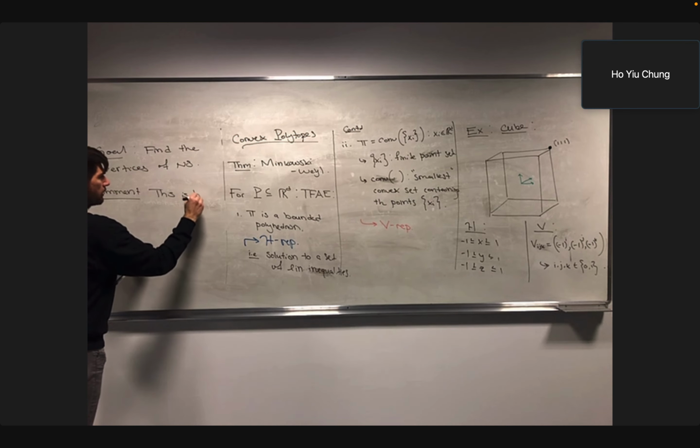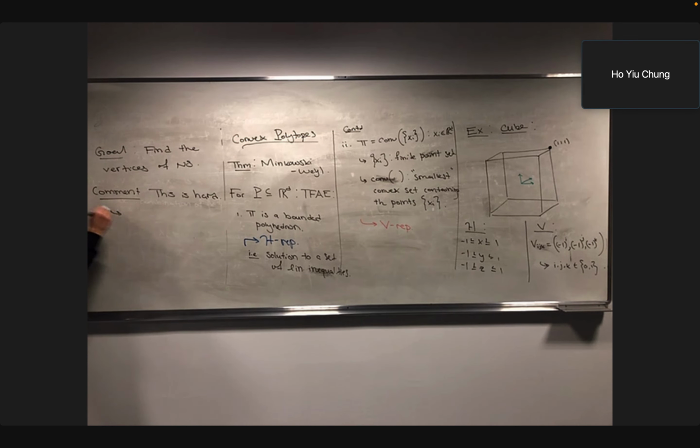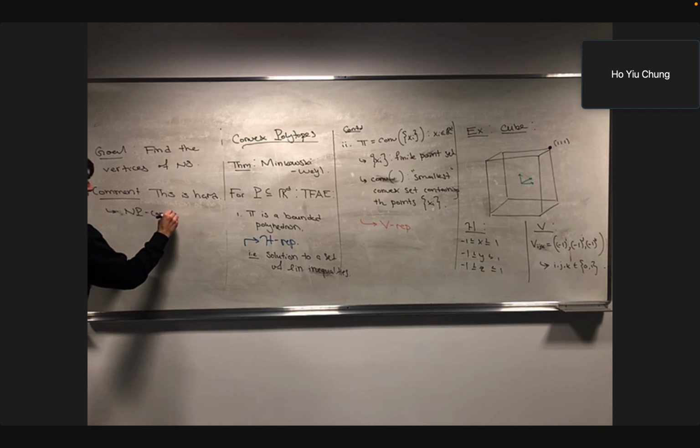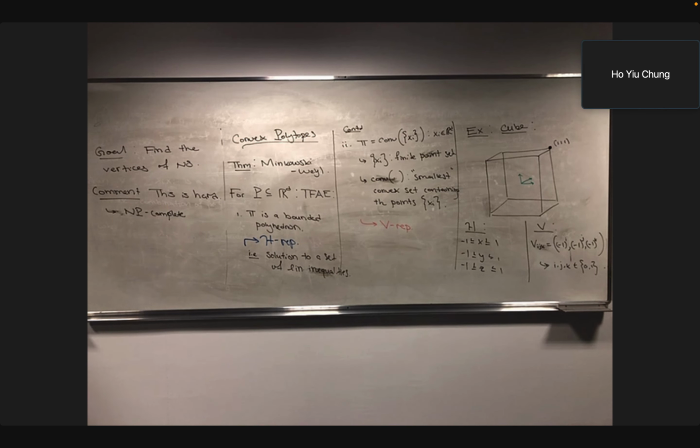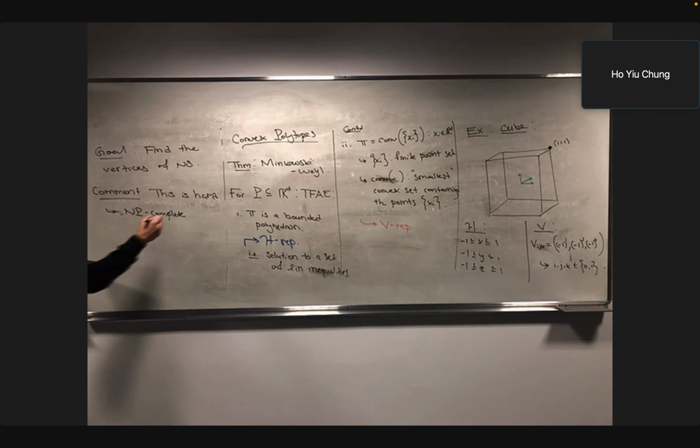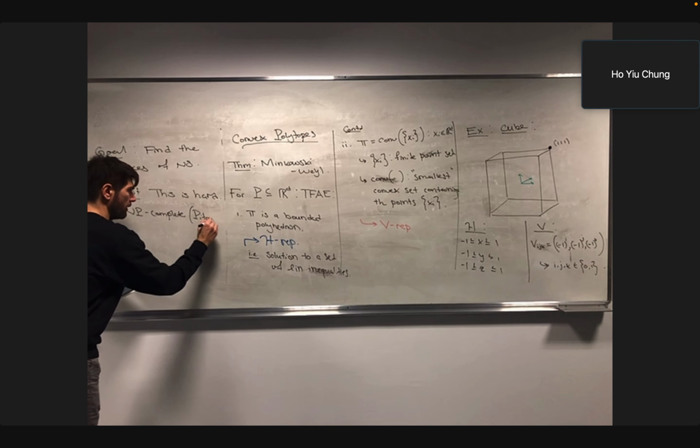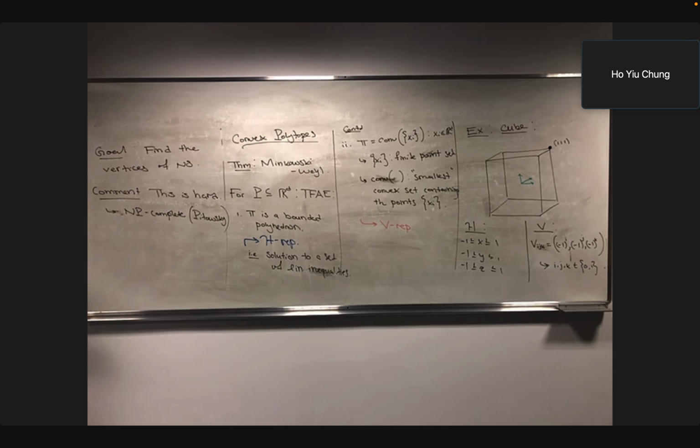This is hard. And in fact, there's a more technical way of saying this. There's a result that says that in general, going from the facets to the vertices for these no-signaling type problems is NP-complete. Some people who took Jian's class the other day understand what NP-complete is. This is a result due to Pitowski.